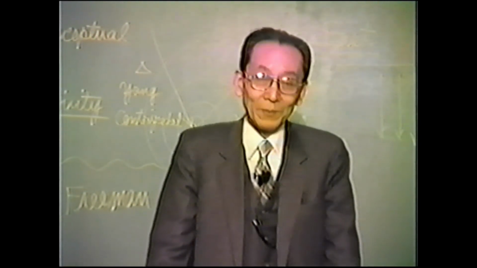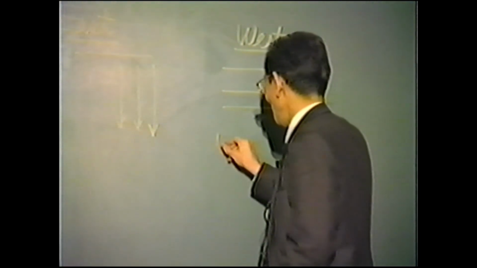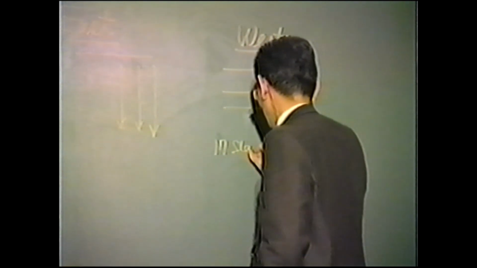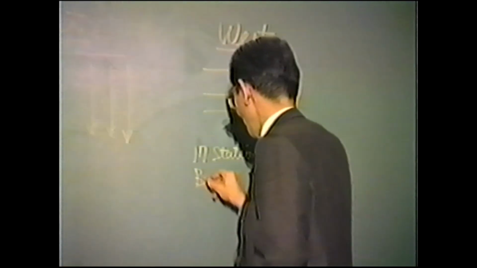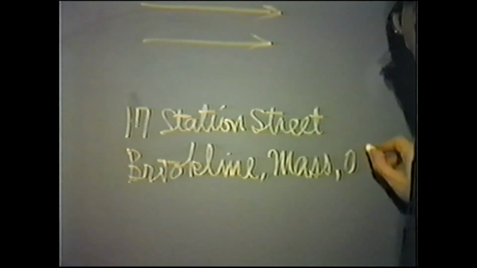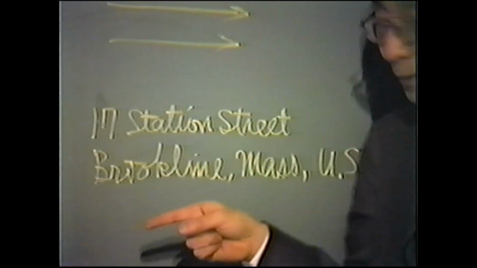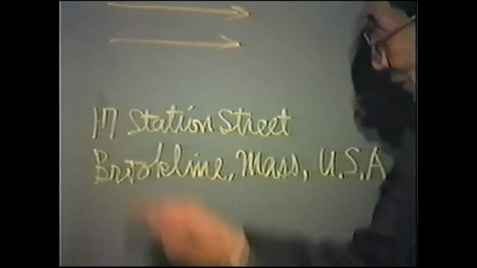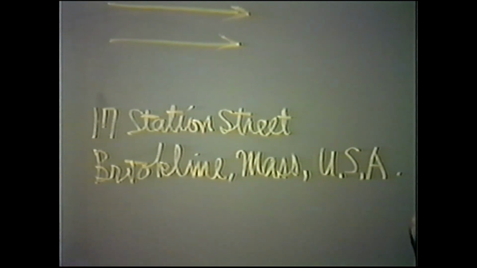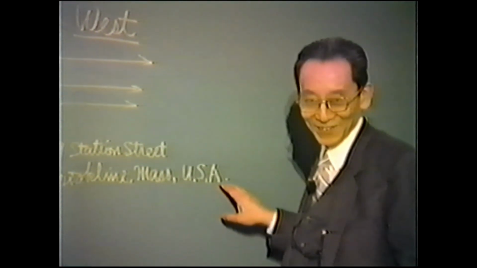Furthermore, when you write an address on an envelope, suppose 17 Station Street, Brookline, Mass, 02146, whatever, USA. You begin from the small one to the big one. Right? Small one to big one.